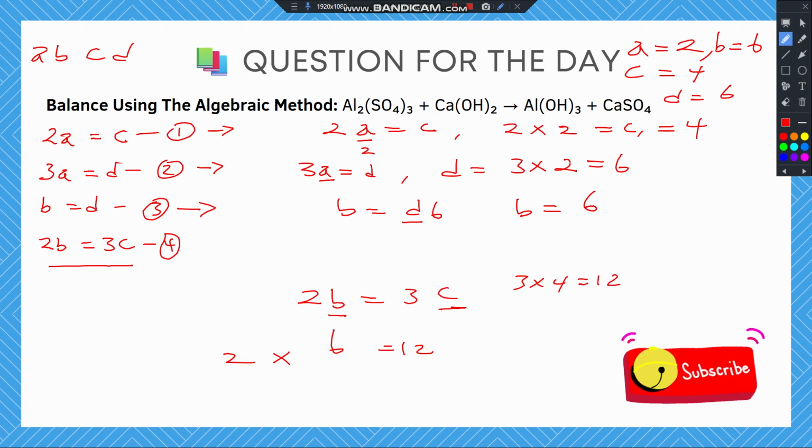So let's impute them. A is equal to 2. B is equal to 6. C is equal to 4. And D is equal to 6. At this point now, we can balance the chemical equation.